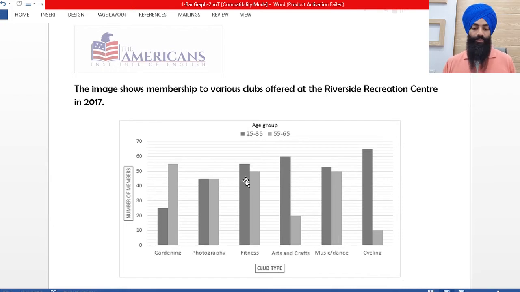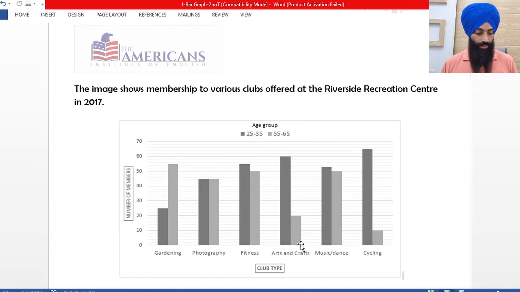How can I write my introduction for this, right? So look, it is very important that you identify all the key elements and include all of them, right? Key elements, I have number of members. Okay, so I counted, 2 subjects, 25 to 35 and 55 to 65 year olds, 2 subjects, and 6 different categories. I mean 6 different club types, right?